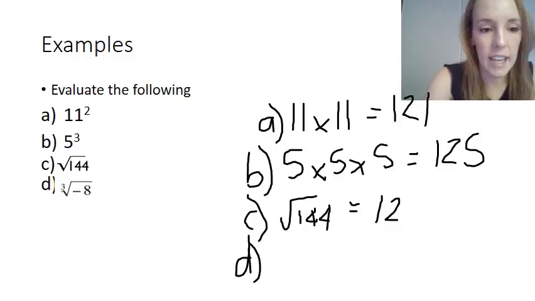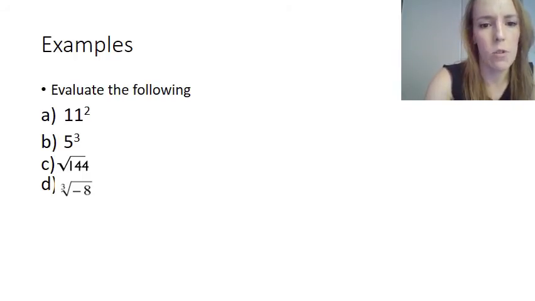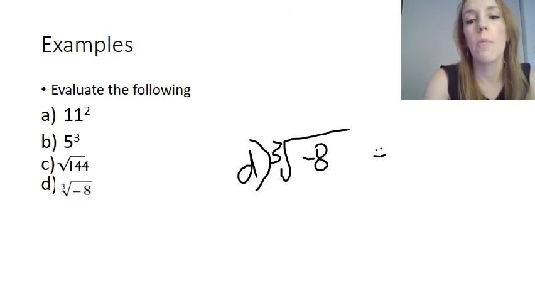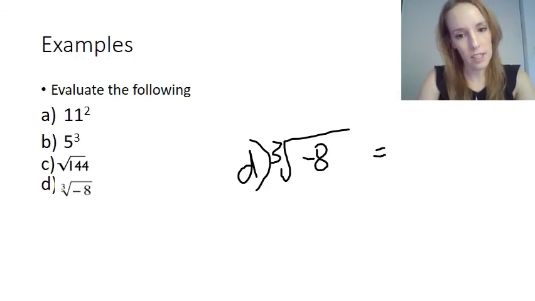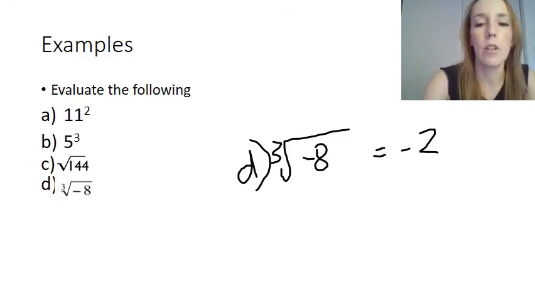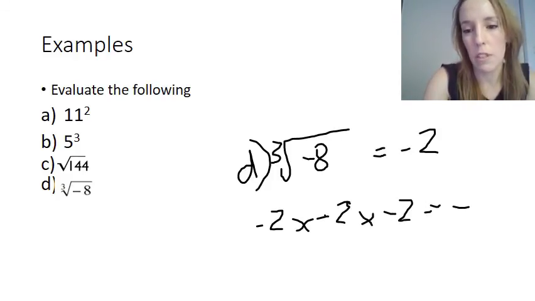And for D, we've got to find the cube root of negative, sorry. So the cube root of negative 8. So remember, a cube root is something multiplied by itself again. So for this, our answer will be negative 2. And we know that because negative 2 times negative 2 times negative 2 equals negative 8.